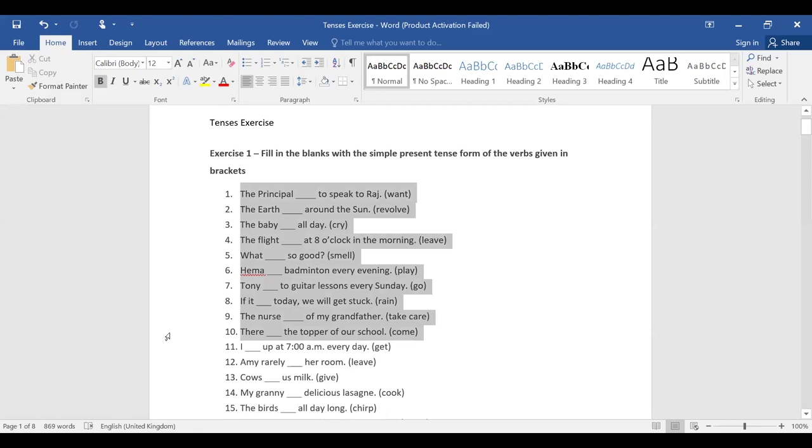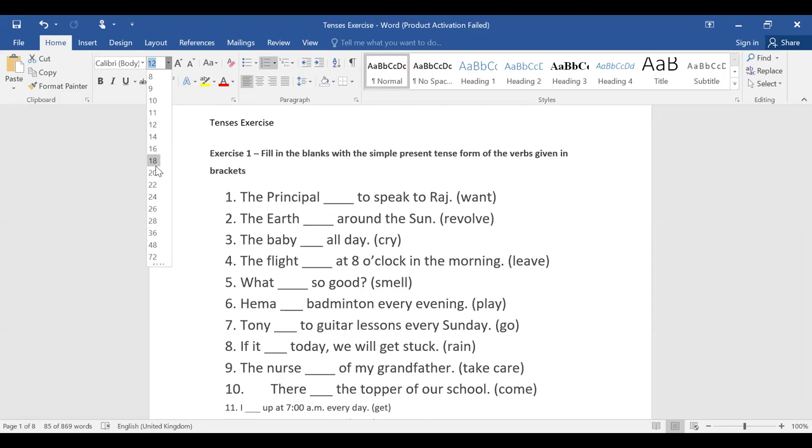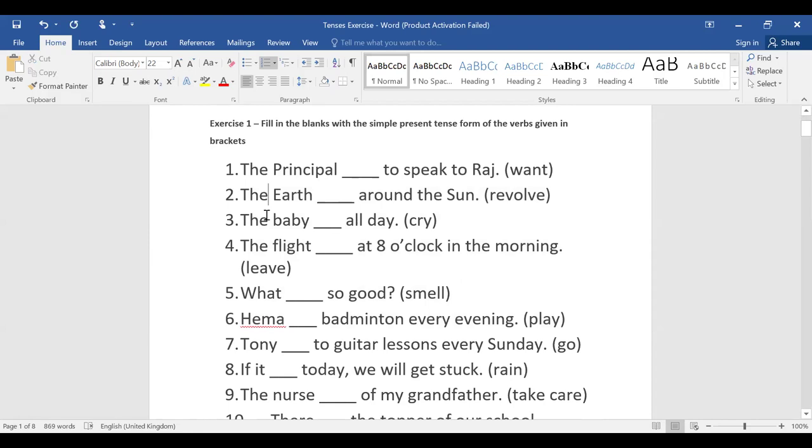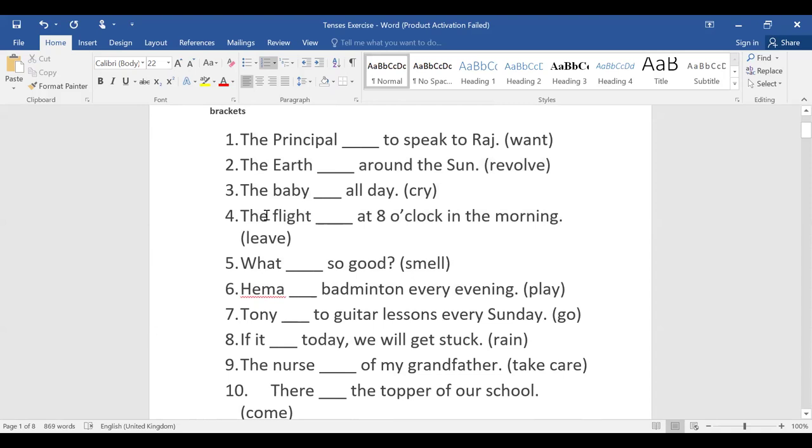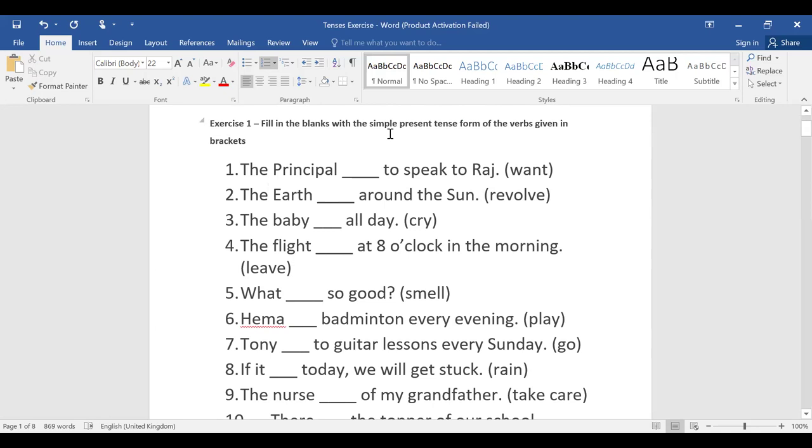Okay, so this is much better. So that is the first 10. This is what I want you to do. Question one: the principal dash to speak to Raj. Want. What is the simple present tense of want?